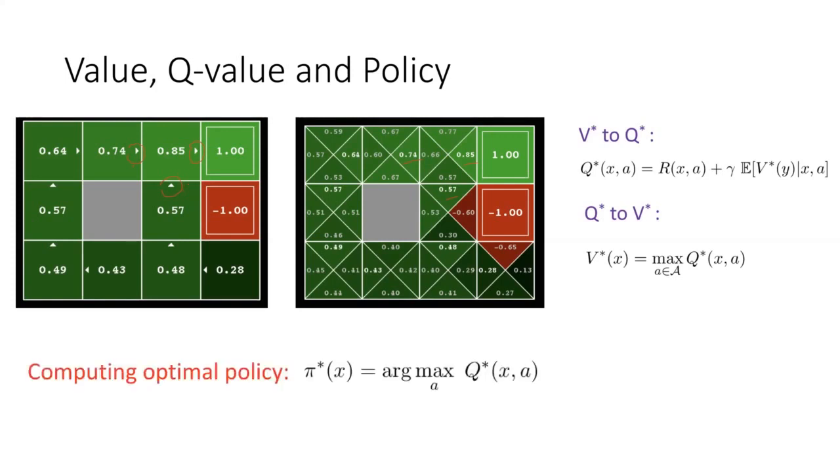So that essentially answered one of the most important questions that we started with. How do we compute the optimal policy? That is, given the optimal Q function, the optimal policy is straightforward. You just need to take the optimal Q function, take the argmax, and that will give you the optimal policy.